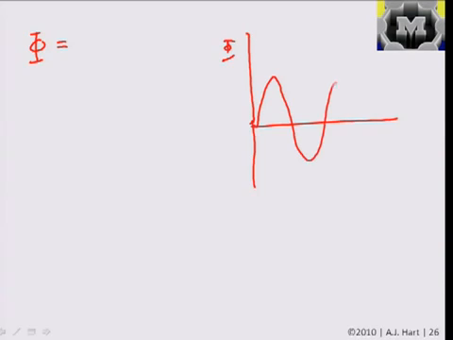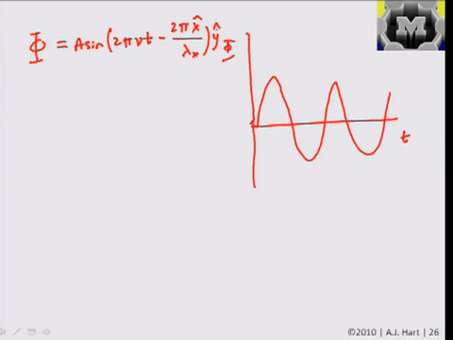So we can say that our wave phi, which we can sketch over here, where this is intensity and this is time, is equal to a constant A times the sine of 2 pi nu, the temporal frequency, multiplied by time, minus 2 pi times a unit vector in x, divided by the spatial wavelength lambda x, times a unit vector in the y direction. And we can see that this has a time-dependent component and a spatial component.